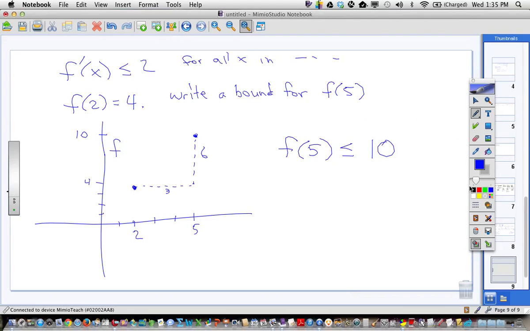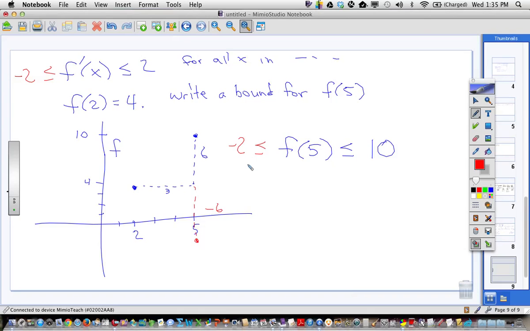Now, another thing they might do to you is add this to it. They might say the slope is between negative 2 and 2. So now if it went over 3, it could have gone up 6, or it could have gone down 6. So now that function has to be somewhere between negative 2 and 10. You could use that notation, or you could use the other notation. Okay, so that's not that hard.